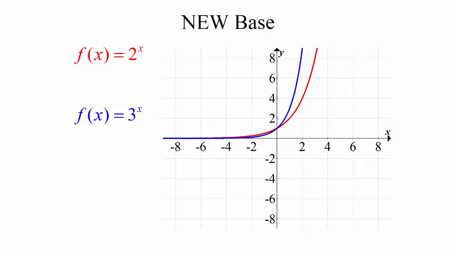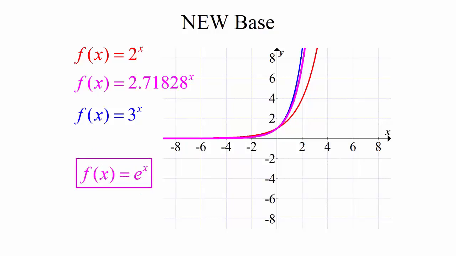Here are two graphs, 2 to the x and 3 to the x. What I want to show you is a special number that occurs a lot in math, science, and business, and that number is this. Now, it shouldn't be a big mystery that the graph of this is going to be in between the red and the blue. And so this is the graph of something called e to the x.